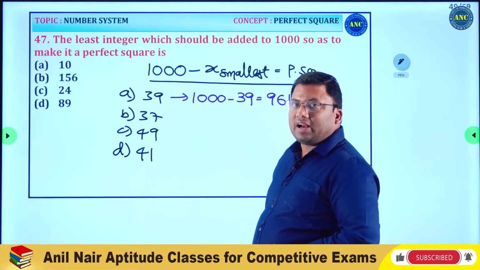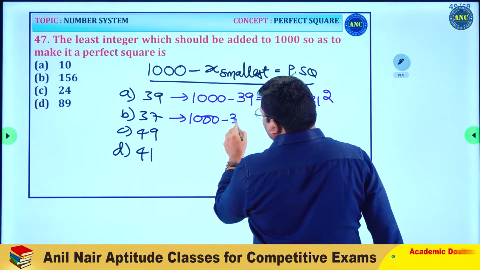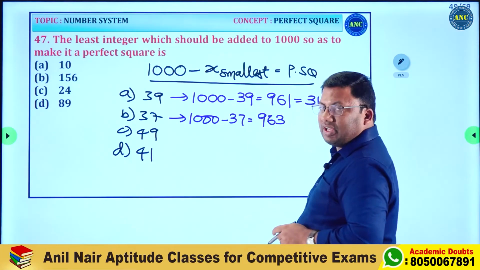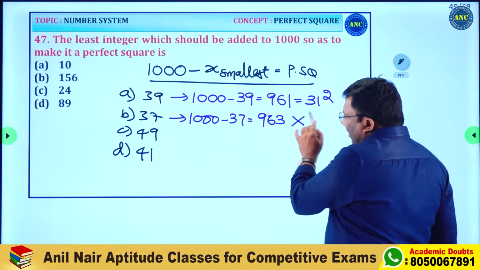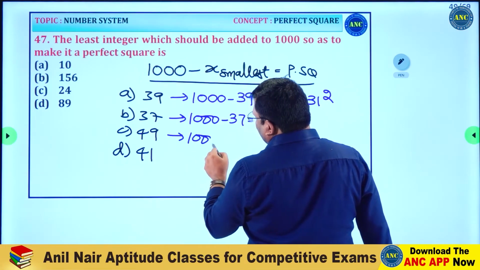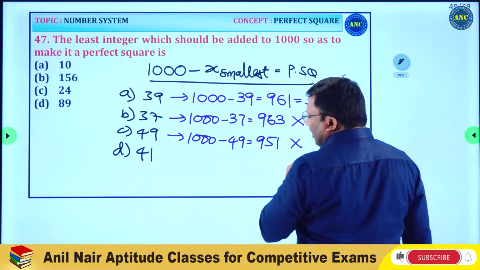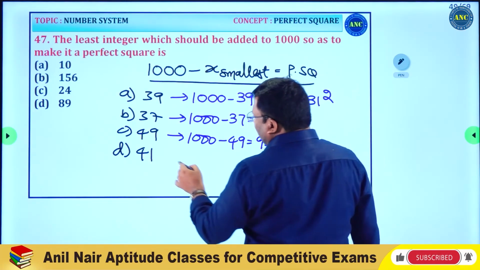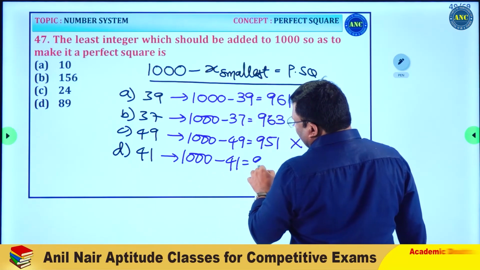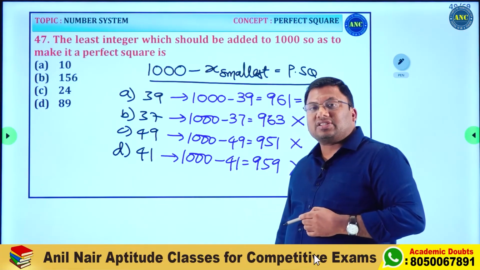31 square. Why not the other options? 1000 minus 37 is 963. A perfect square can never end with 3. Next one, 49: 1000 minus 49 is 951. Any perfect square ending with 1 has an even tens place. Next 41: 1000 minus 41 is 959. Any perfect square ending with 9 has to have an even tens place.